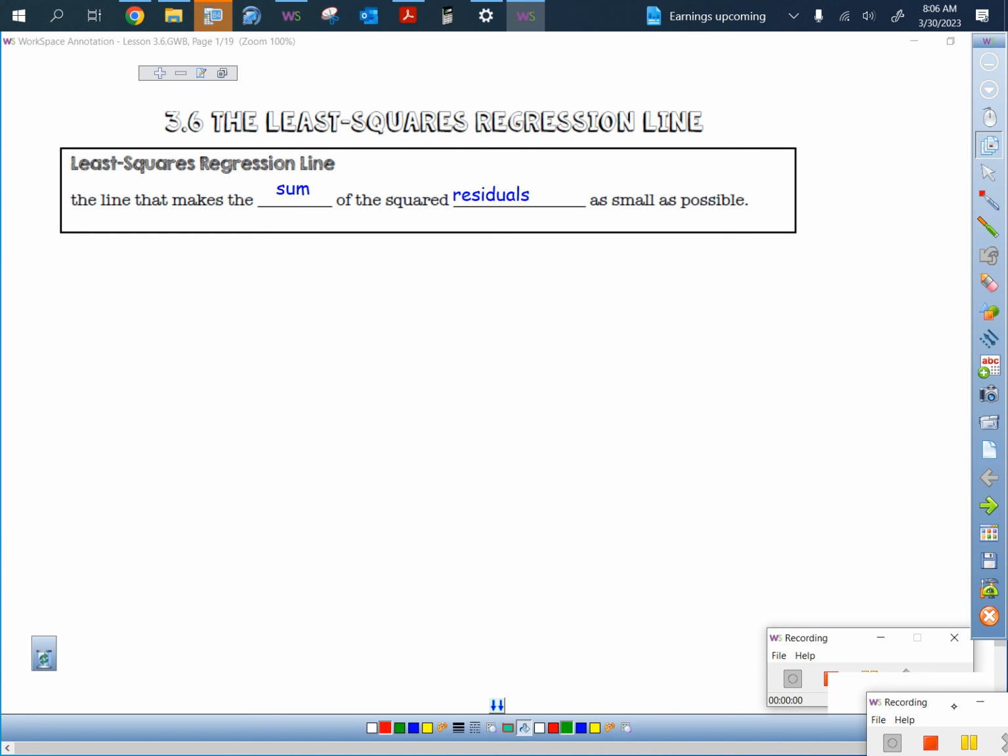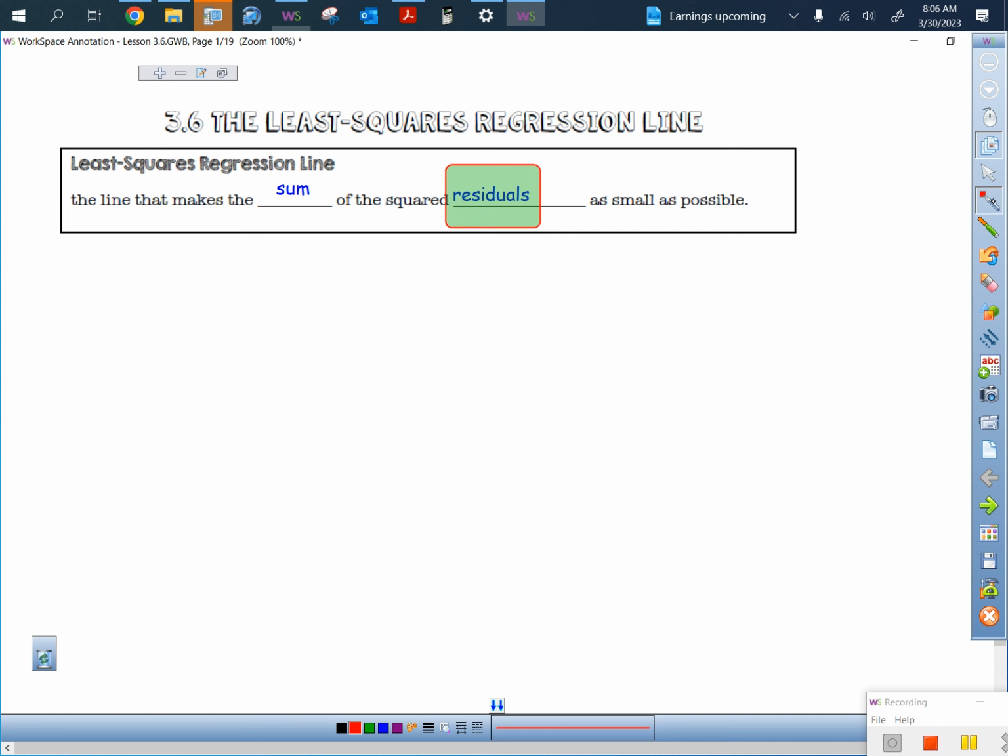Okay. Today, the least squares regression line. We actually did it last time, but now we're defining it. What is the least squares regression line? It's the line that makes the sum of the squared residuals as small as possible. So those residuals that we were dealing with last time, if you add them all up and square them, that's how the calculations on the computer do the math.